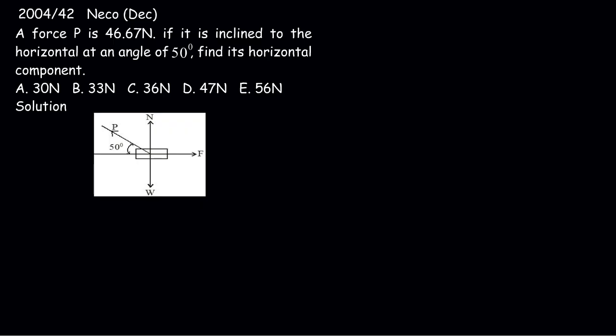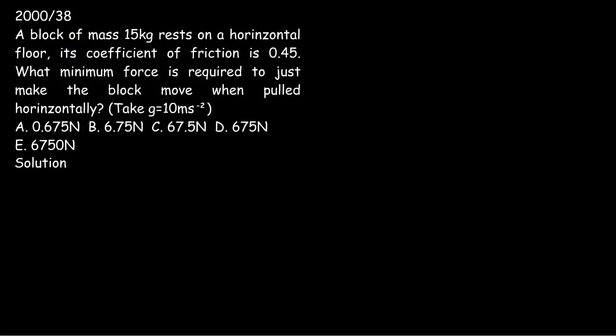In this case, our Ps, which is the horizontal component of P, will be equal to P cos 50, which therefore will be equal to 46.67 times 0.6428. Multiplying, our Ps, or our horizontal component of P, will be approximately 30 Newton, and our correct option is A.